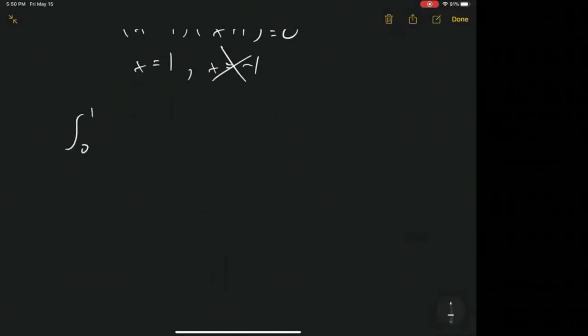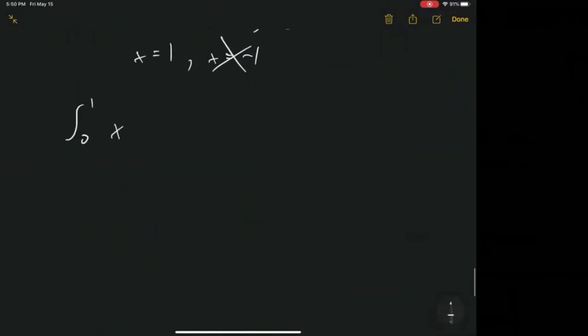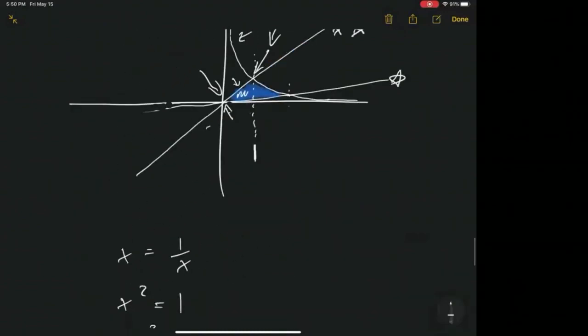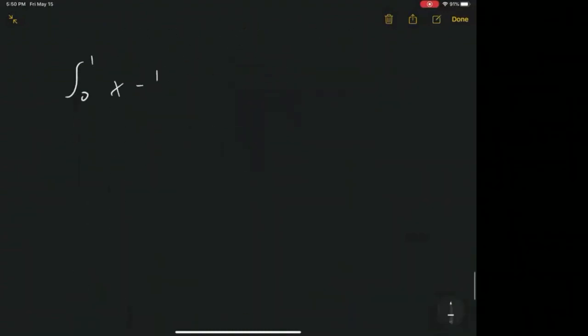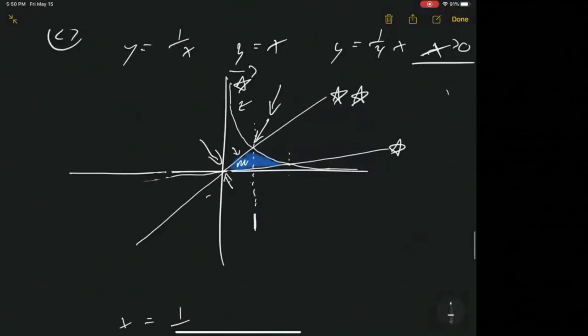What's my top curve in that region? Y equals x. What's my bottom curve? 1/4 x. So this should give me the area of my left piece. Okay. Now let's do the right piece. I need to find where my curves intersect. Let's clean this up a bit. It's getting a little messy.